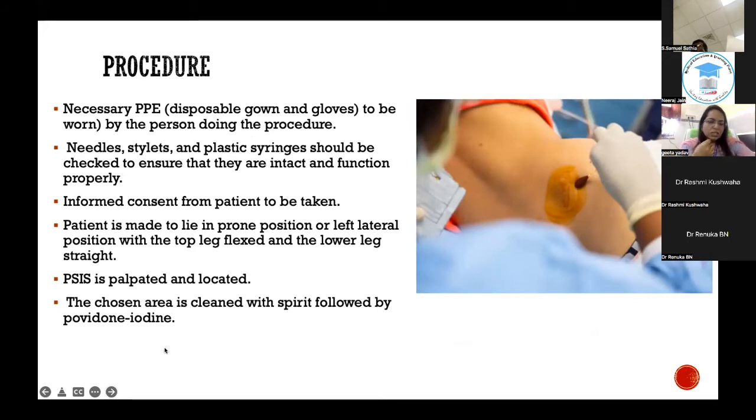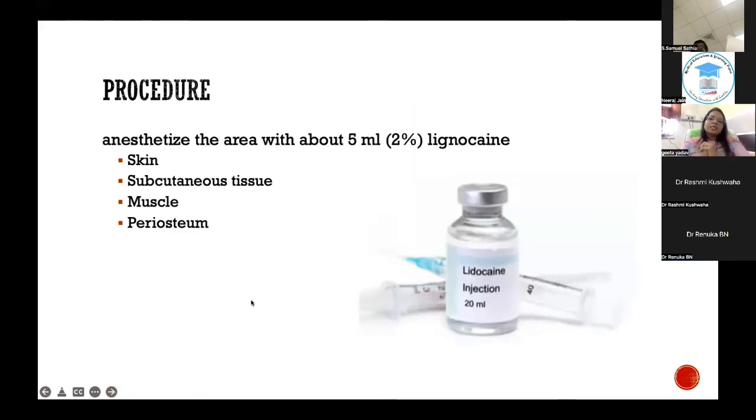The chosen area is cleaned with alcoholic wipes followed by povidone iodine. For anesthetizing, 2% lignocaine, 5 ml quantity is used, and we anesthetize from inside. We will anesthetize the skin, subcutaneous tissue, underlying muscle, and periosteum. A minimum of 1 centimeter perimeter of that marked area has to be anesthetized.